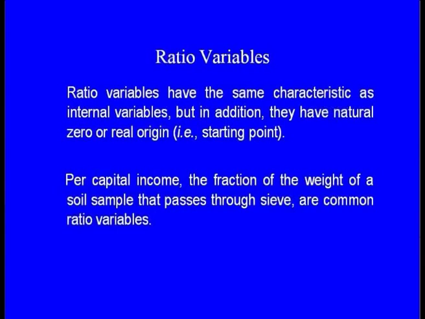Then we come to the last type of variables, and that is ratio. Ratio variables have the same characteristics as the interval variable, but in addition they have a natural 0 or a real origin, that is a starting point. Per capita income and the fraction of the weight of a soil sample that passes through the sieve are common ratio variables.